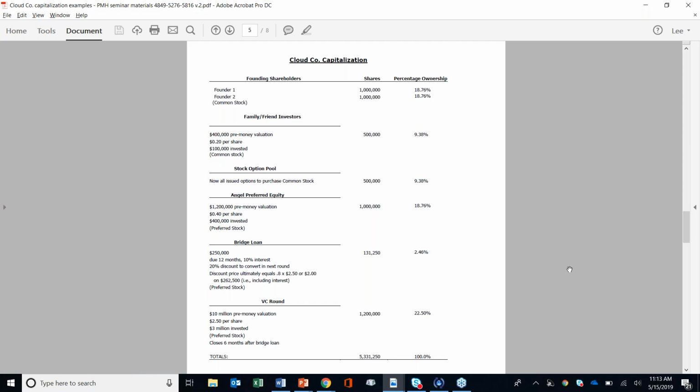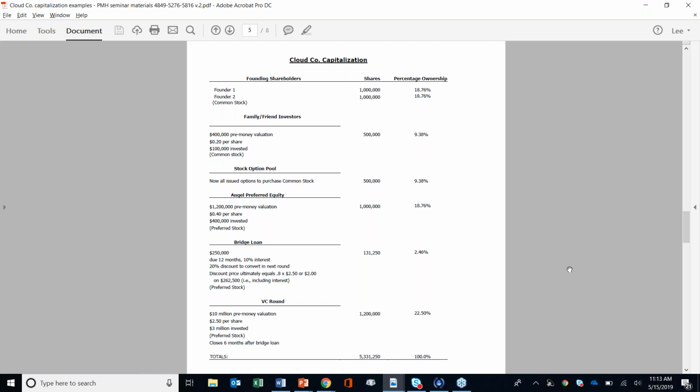This company has gotten some friends and family money. It established a stock option pool. For purposes of our examples, we're going to say that it's issued all of its stock options. Another thing to note is whether or not all those options are issued, these subsequent rounds of capital, like the angel preferred equity and the VC round, they're going to treat those options as outstanding. They're going to say, we're not going to treat them as not issued and outstanding and put our money in and then have you issue options that dilute us.